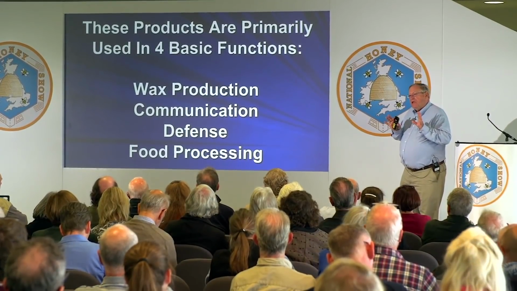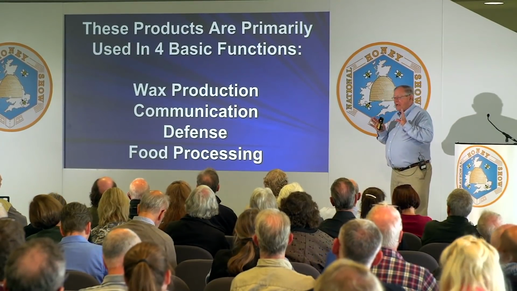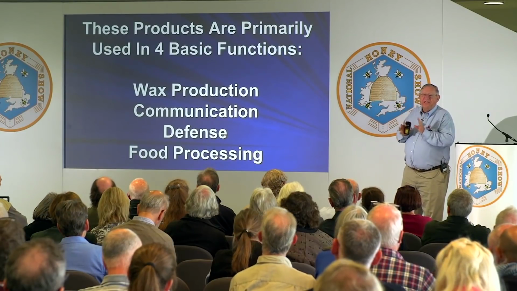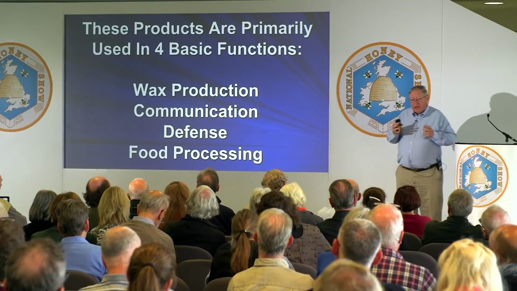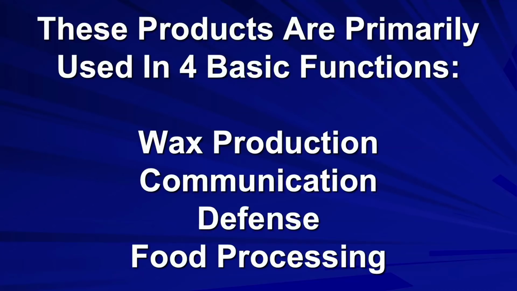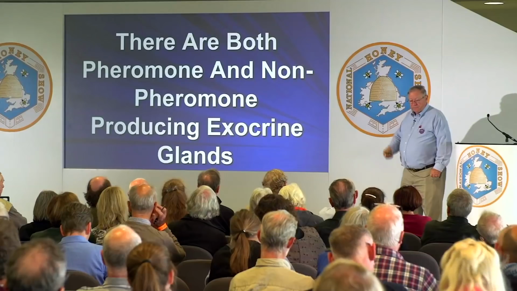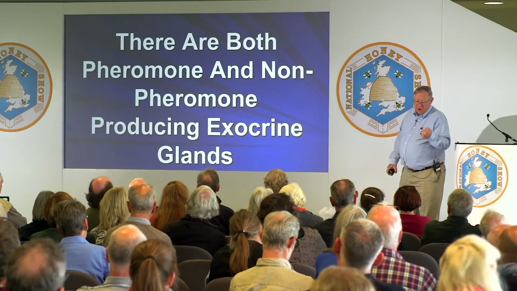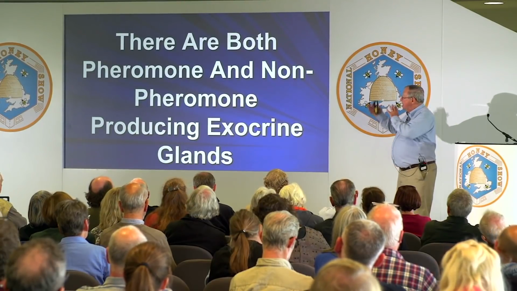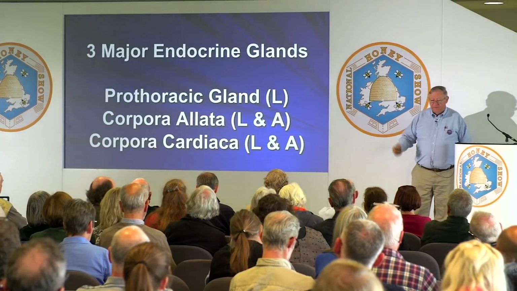These products that we've listed here that are produced by the exocrine glands have four basic functions in the biology of the colony: wax production; communication, and of course the key component there would be pheromones; defense, venom; and food processing, or the ripening of nectar into honey. There are both pheromone producing and non-pheromone producing exocrine glands as we've described them to you.